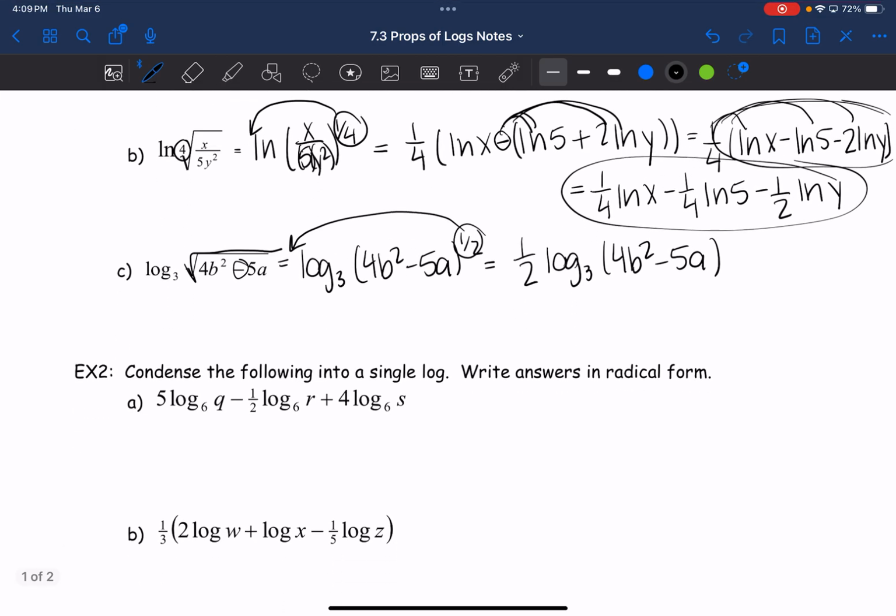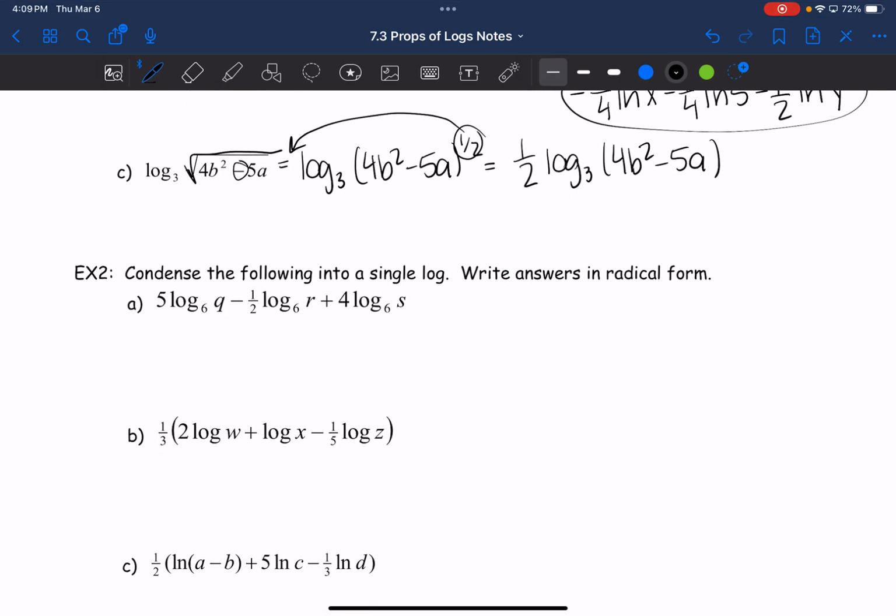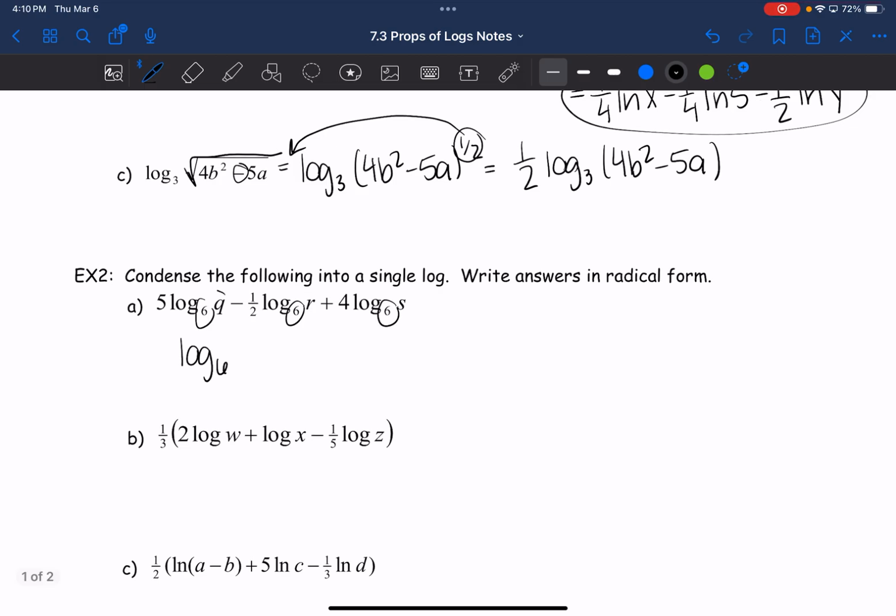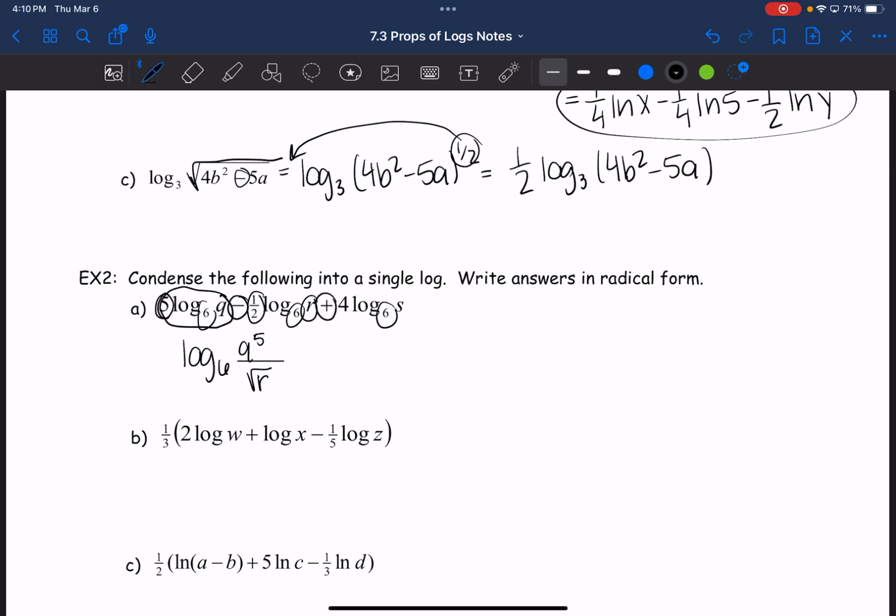All right, so now let's talk about condensing. These do all have the same base, so we can use our rule from up above. So I have log base 6 of my first term here has a coefficient of 5, which means that q originally had an exponent of 5. And then we've got minus, which would mean division. We've got a coefficient of 1/2 for that r, so that's r to the 1/2 or the square root of r. And then we've got plus, which means multiplication. Coefficient of 4 would be s to the 4th.